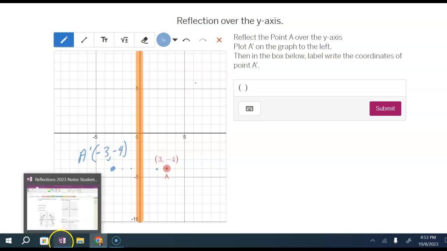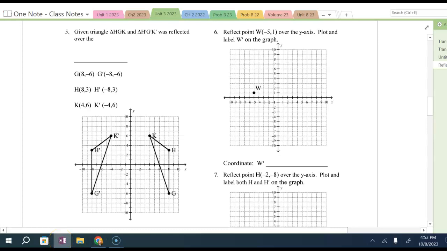Let's take a look at your worksheet. If you look at problem number 5 here, and we look at triangle GHK, here the graph was reflected over the y-axis, which I am highlighting. And if you look at the pattern between the points, when you reflect a graph over the y-axis, we can see, I'm going to highlight in yellow, notice those x values that I just highlighted became opposite.